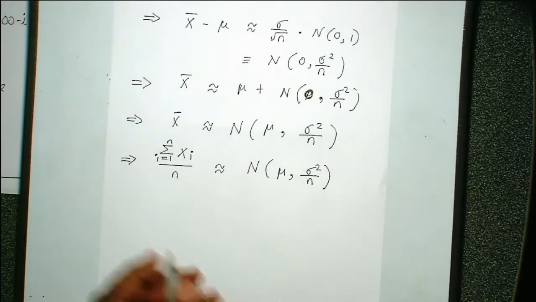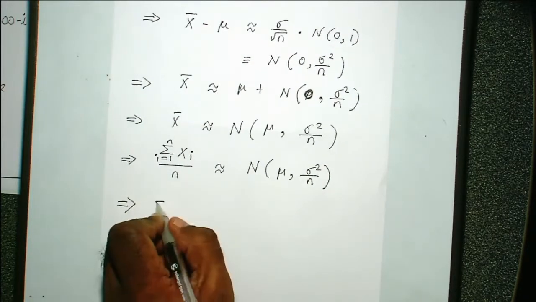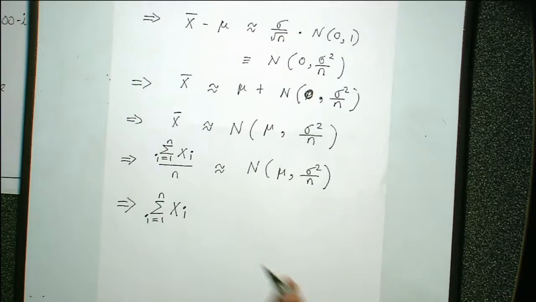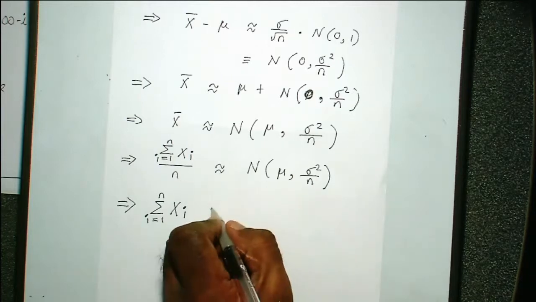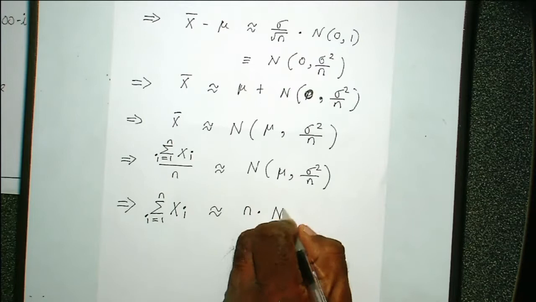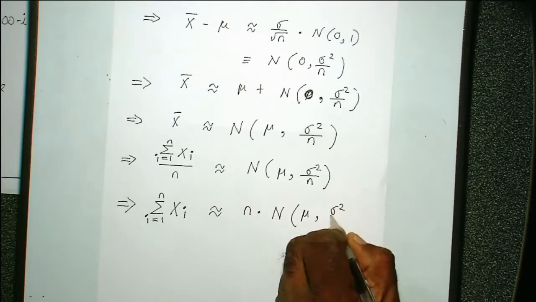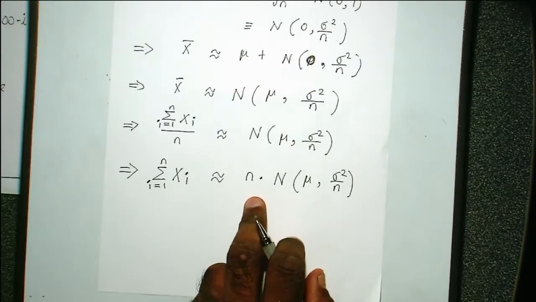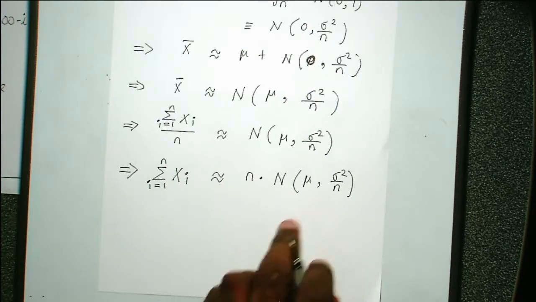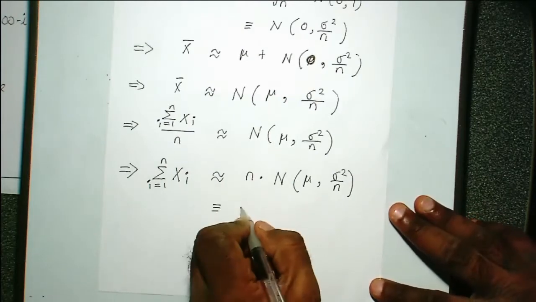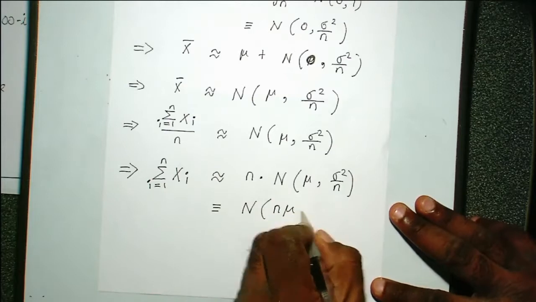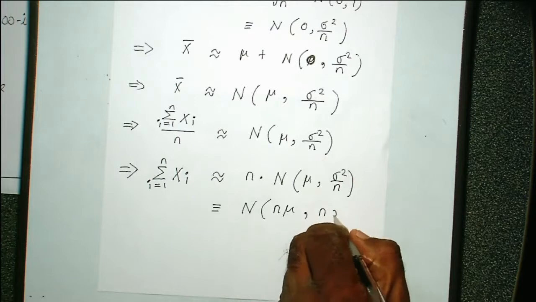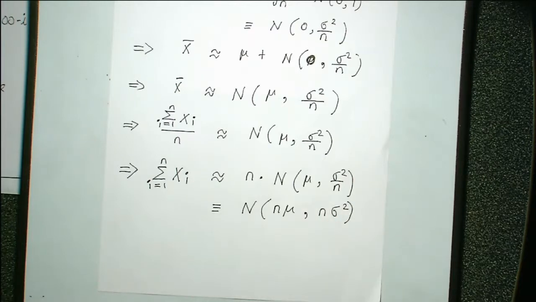Now if I take the n here to the right hand side, all right, now let me ask you: if you multiply, n is a constant, right? Constant times the random variable, what would it change? The mean will get changed to n mu, and the variance will become what? N sigma squared. Okay? You follow me?